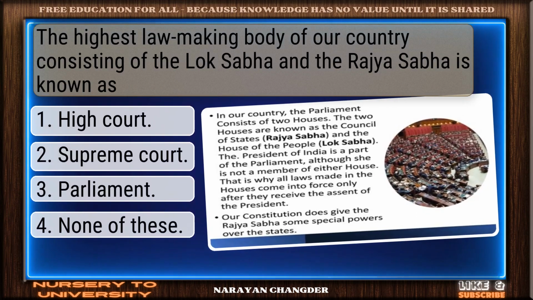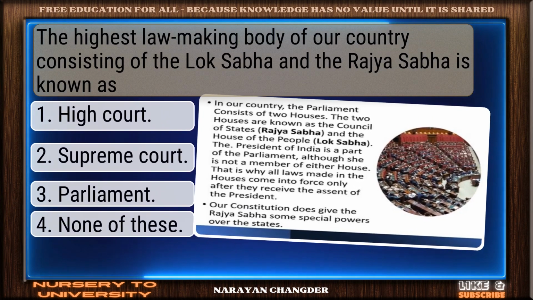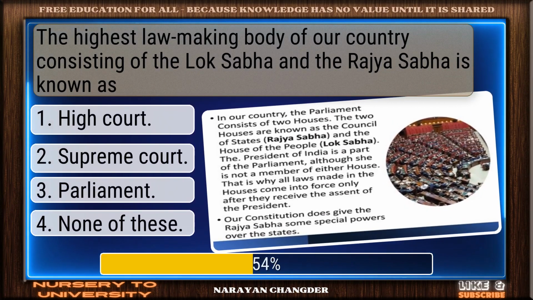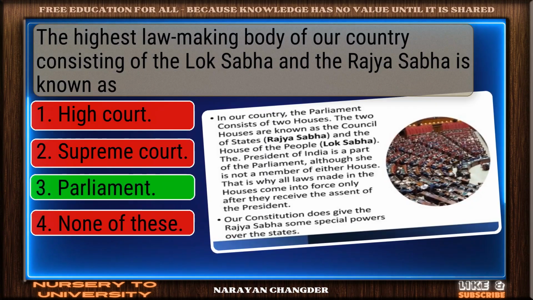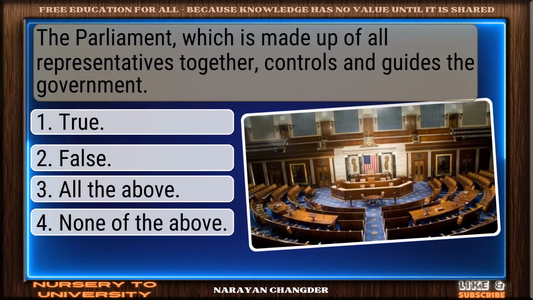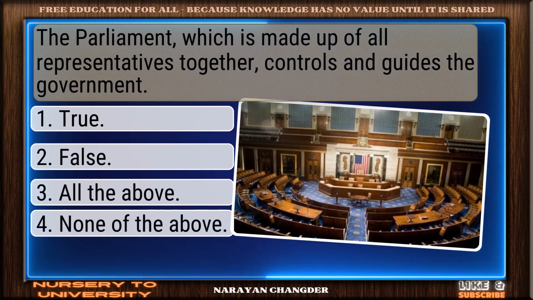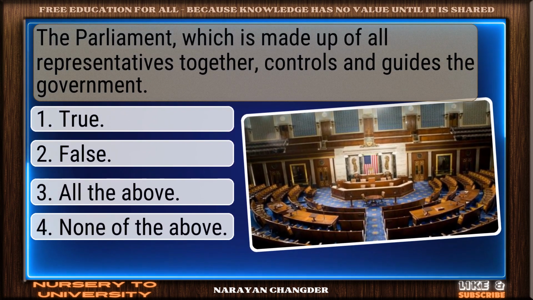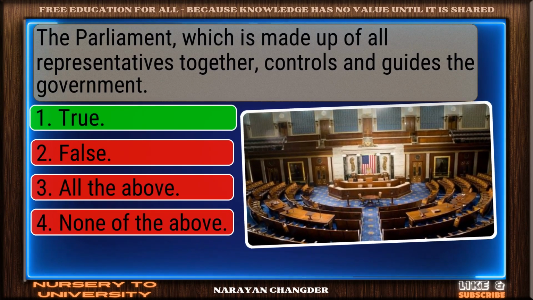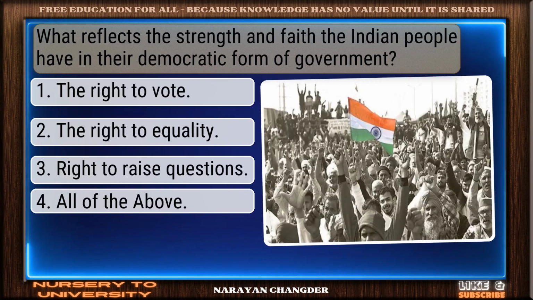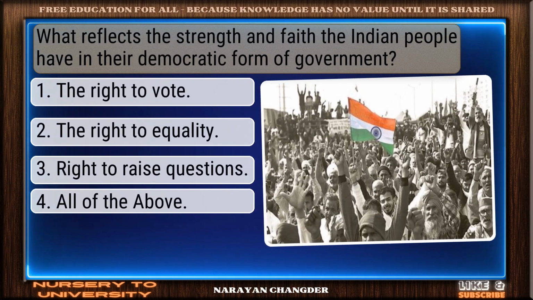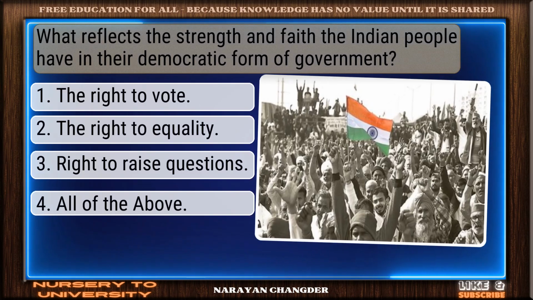Question number 22. The highest law-making body of our country, consisting of the Lok Sabha and the Rajya Sabha, is known as... Well reasoned. Parliament is the correct choice. Question number 23. The Parliament, which is made up of all representatives together, controls and guides the government. Good thinking. True is the right answer. Question number 24. What reflects the strength and faith the Indian people have in their democratic form of government?